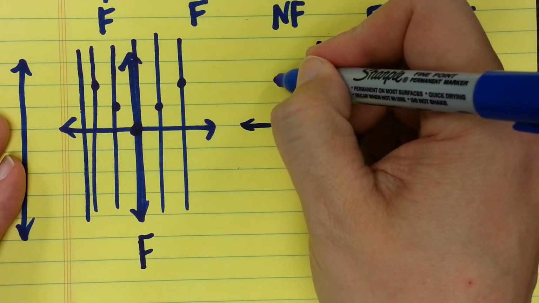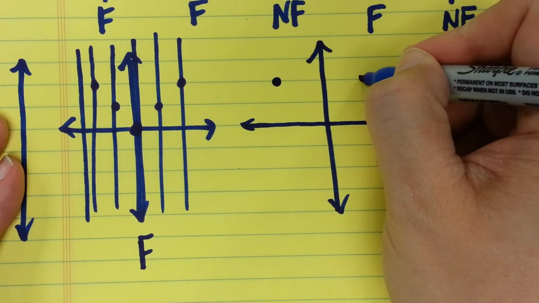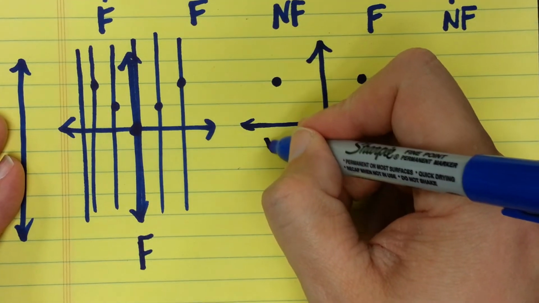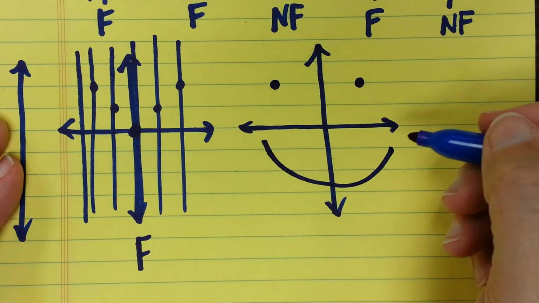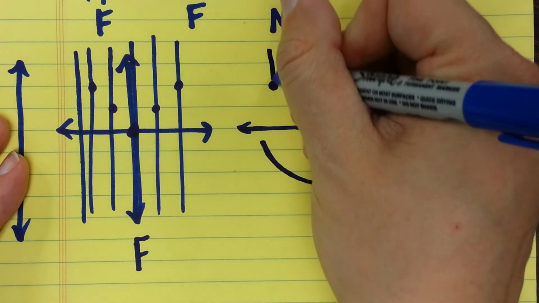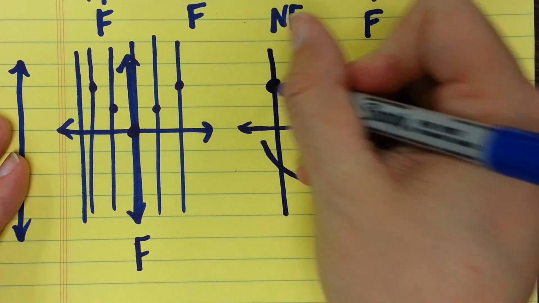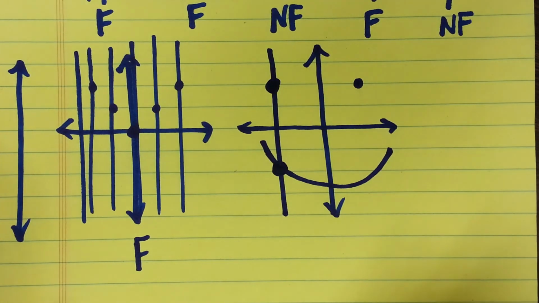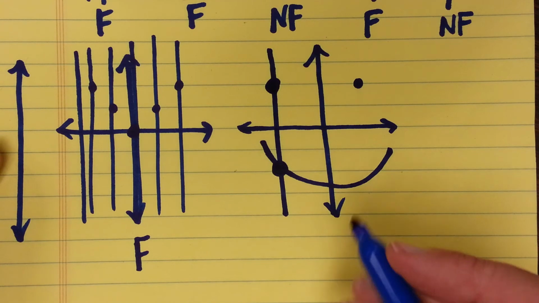If I had something like a point here, and then a big smile, when I tried to draw a vertical line through these 2 points, it crosses here and here. So is this a function? No, it wouldn't be a function because it fails the vertical line test.